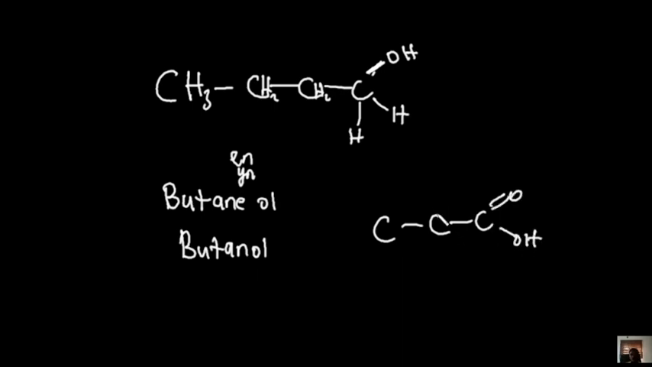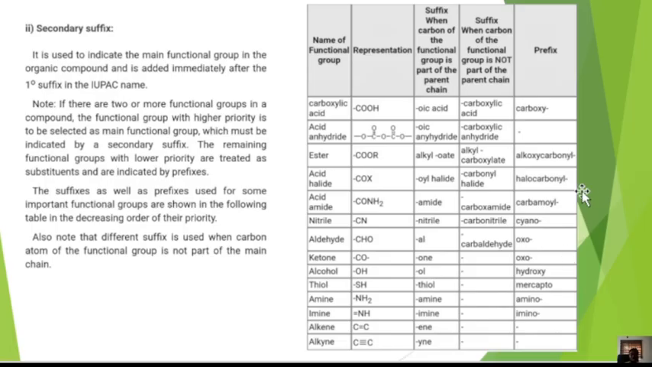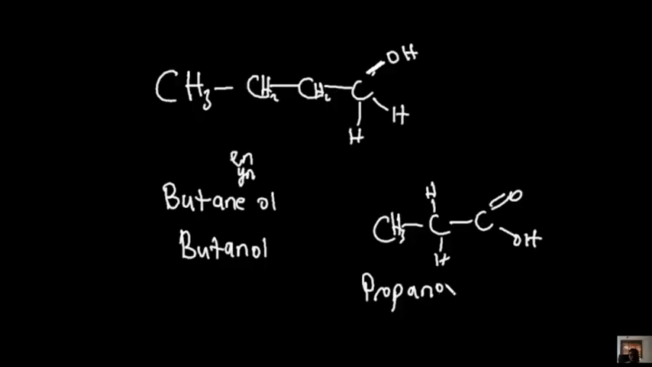If you had something like this, you will notice something here. What are we noticing? First of all, three carbon atoms, the root word is going to be prop. Only single bonds, propan. And then what do we have here? Carboxylic group. The suffix for carboxylic group, as we can see, is oic acid, which means you're going to end it with oic acid.